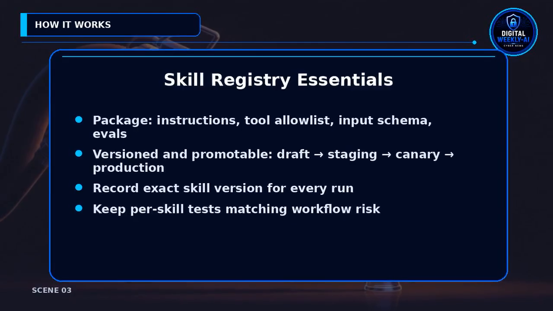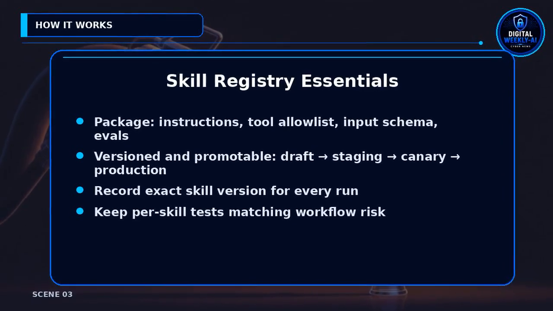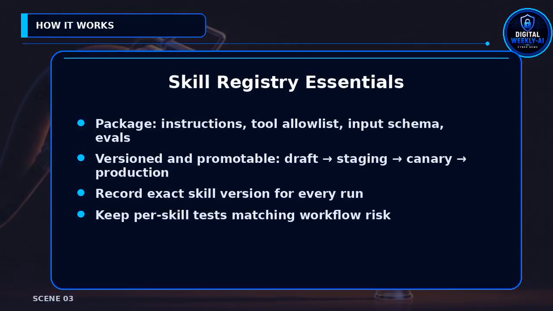A practical proposal. The AI Agent Skill Registry. Treat each skill as a versioned package with 4 parts. First, the agent-facing instructions. Second, allowed tools and permissions. Third, an input schema and guardrails. Fourth, an eval suite with tests. Store versions and rollout status. Draft, staging, canary, and production. Point production at an immutable version for traceability.